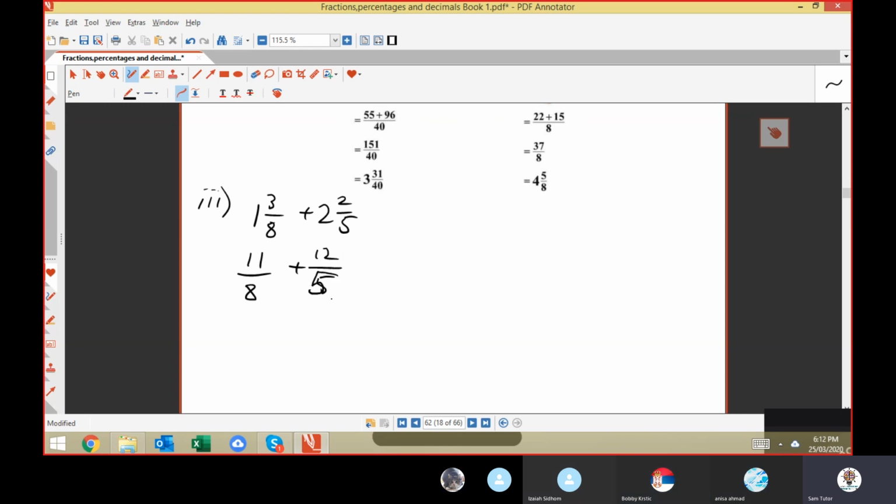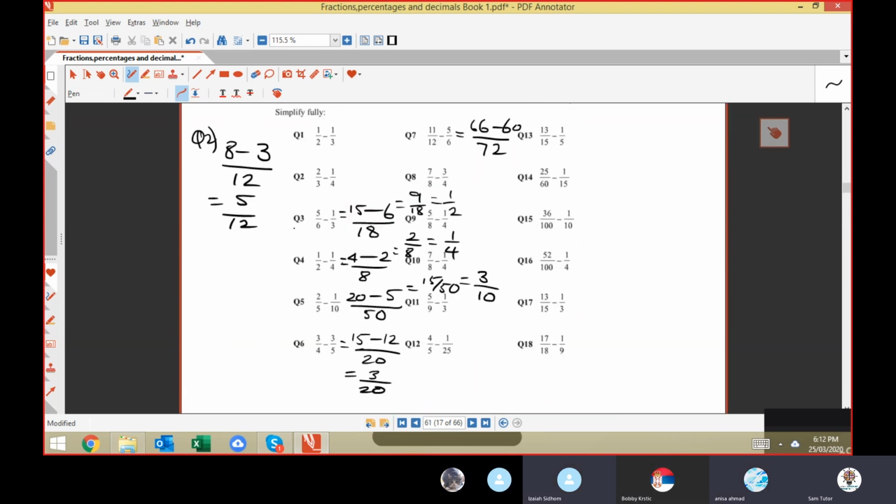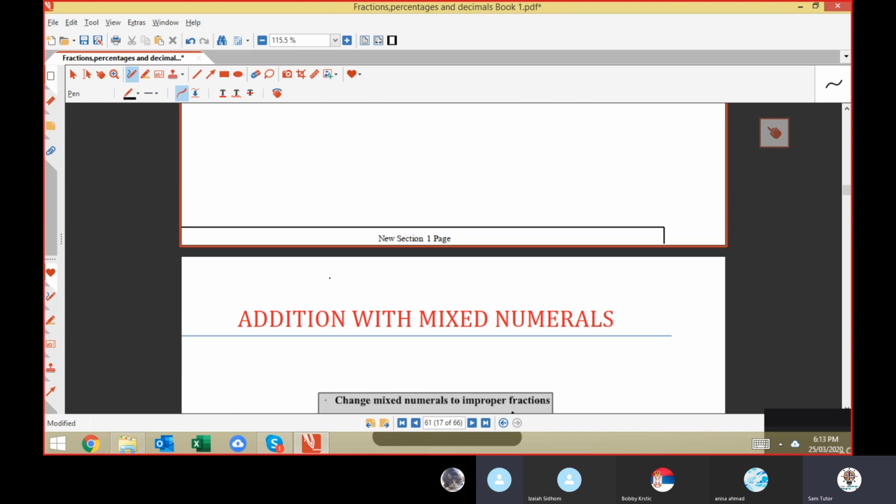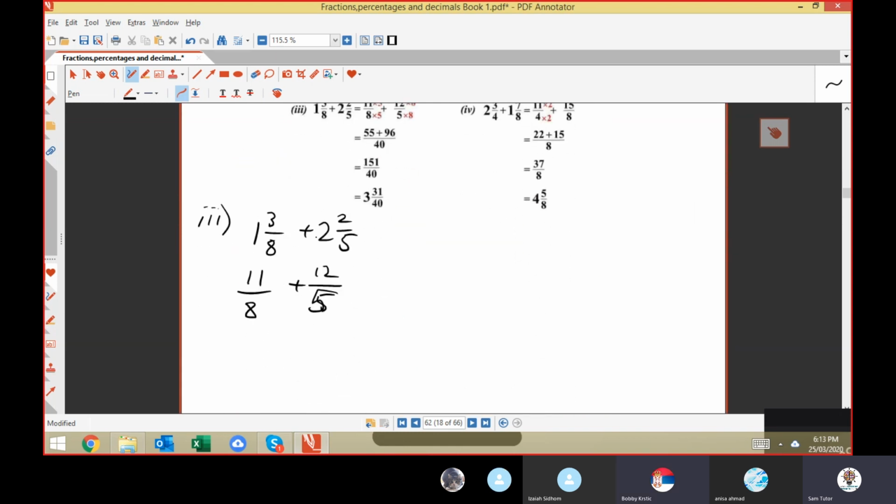Now, doesn't this look similar to the questions we were just doing? Now that you've changed it from something that was confusing to something that we're used to, we just draw that cross and we just finish it off. 11 times 5, 55. 12 times 8, 8 times 5, 40. And then it becomes 151 over 40.